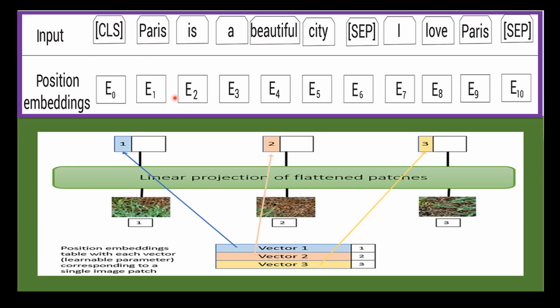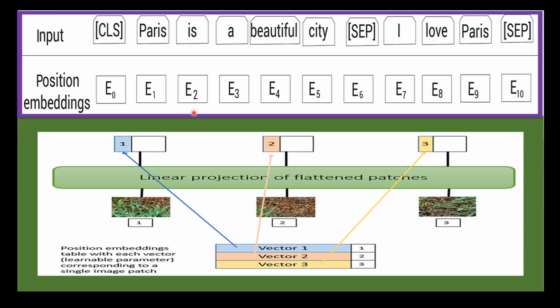Now this positional embedding is a technique used in transformer-based model networks which helps the model understand the relative position of words within a sentence. And it is similar to how musicians use sheet music to understand the position of notes within a melody.